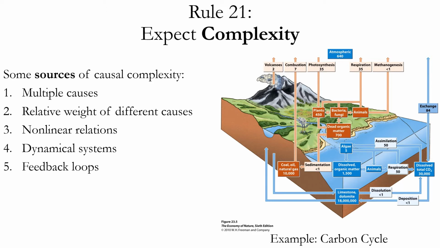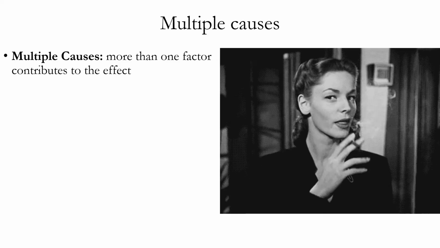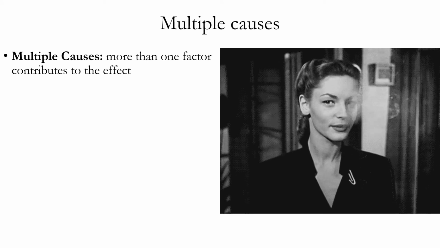An example of a complex causal system is the carbon cycle. This, for example, involves multiple causes, nonlinear relations, dynamical systems, and feedback loops. Let's start with multiple causes. This is when more than one factor contributes to the effect.